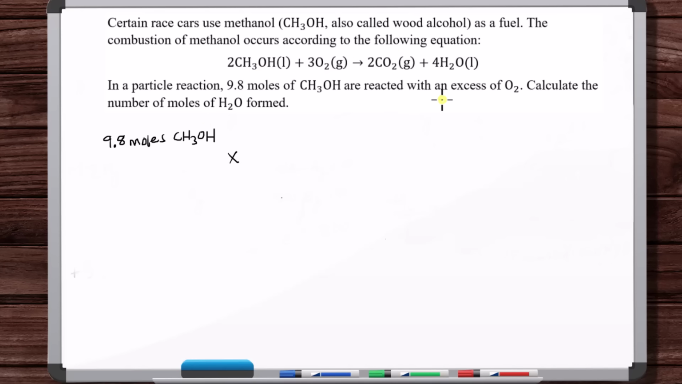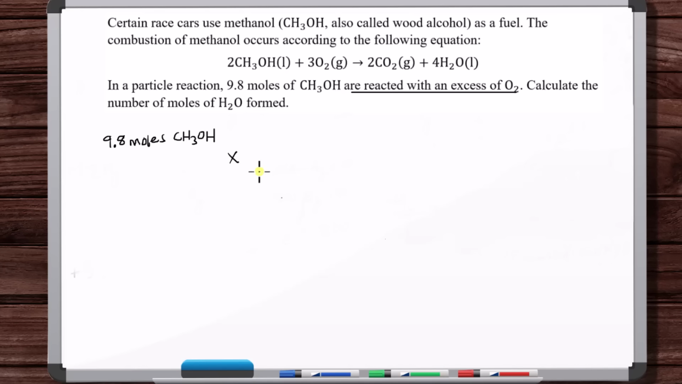Okay, so an excess of O2. This is just telling us that we have 9.8 moles of CH3OH, and all 9.8 moles are consumed. If you didn't have enough O2, then you would only consume some of these 9.8 moles. So this statement here is just telling us that all 9.8 moles are converted to products. Okay? So what is it asking us? Calculate the number of moles of H2O formed.